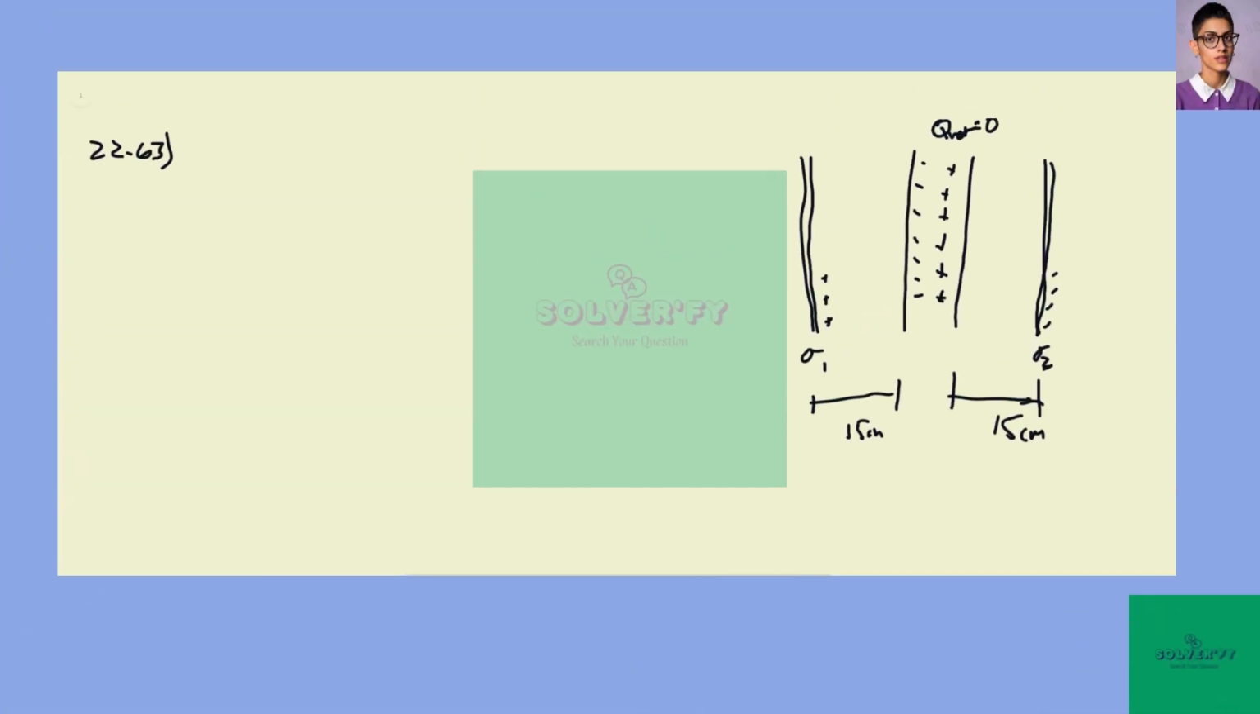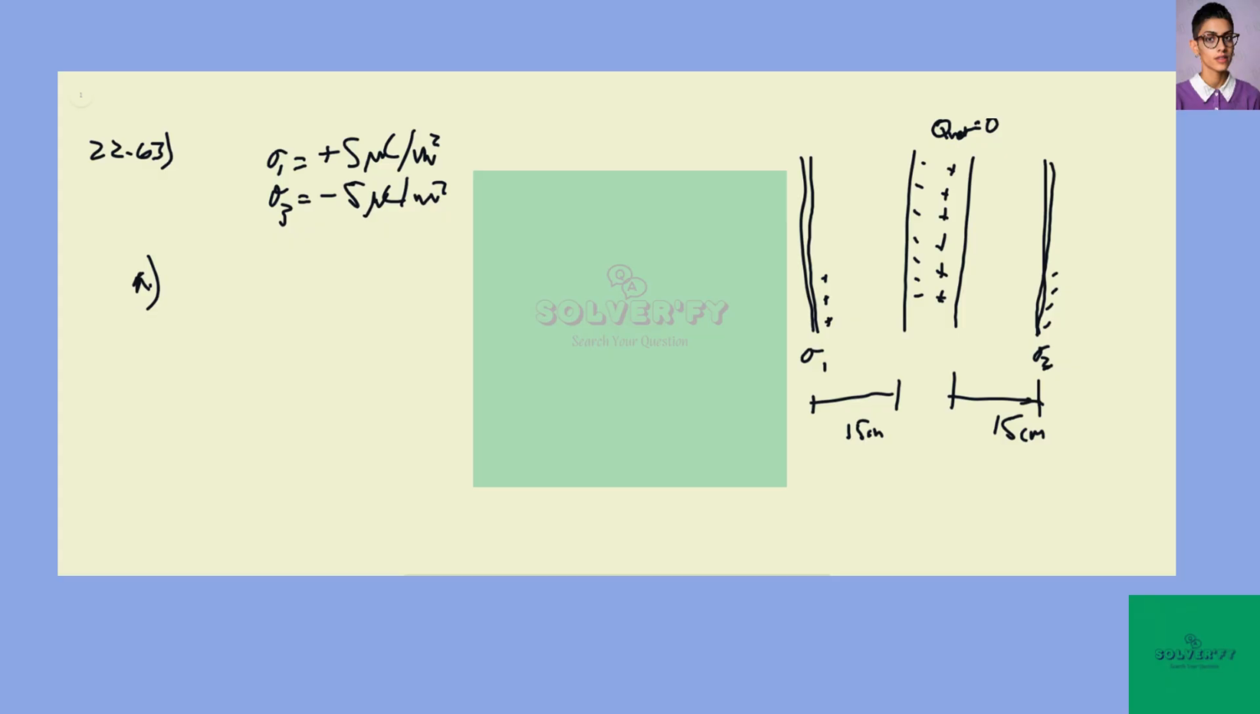Okay, so we're doing chapter 22, problem 63 here. We have three very large sheets separated by equal distances of 15 centimeters, shown over here. The first and third sheets are very thin and non-conducting, and they have charge per unit area, sigma 1, the left one, of positive 5 microcoulombs per meter squared, and sigma 3, the right one, of negative 5 microcoulombs per meter squared. The middle sheet is non-conducting but has no net charge.